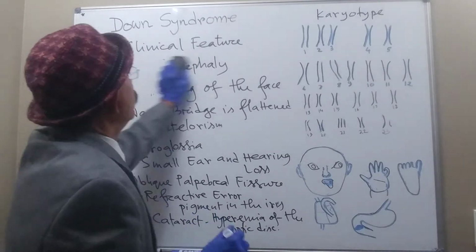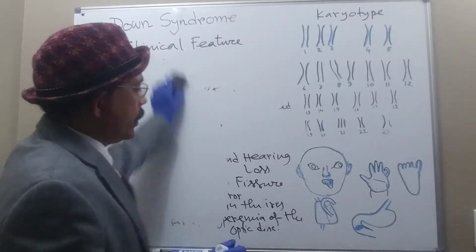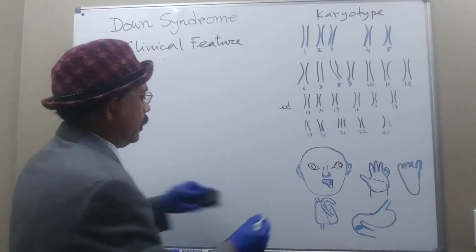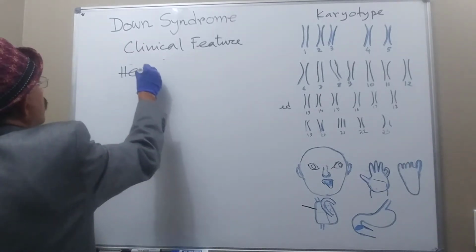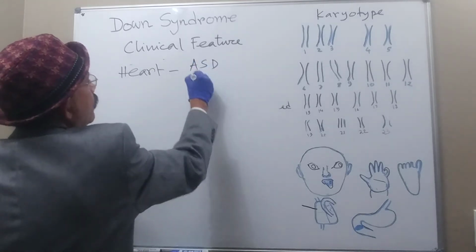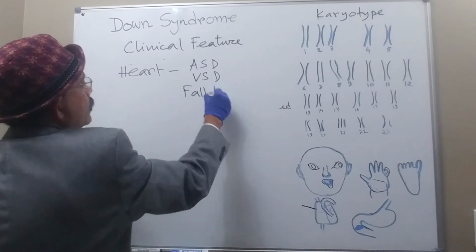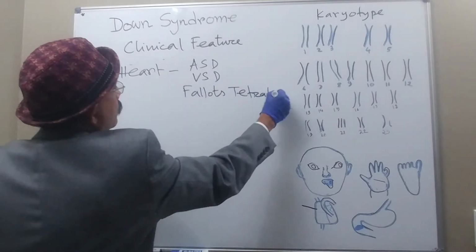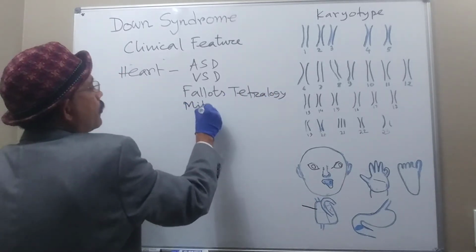Okay, now we go to the clinical features or findings in the heart. Here is the heart. So what are the problems in the heart? You get atrial septal defect, ventricular septal defects. We'll get tetralogy of Fallot. Then we may get mitral valve prolapse.